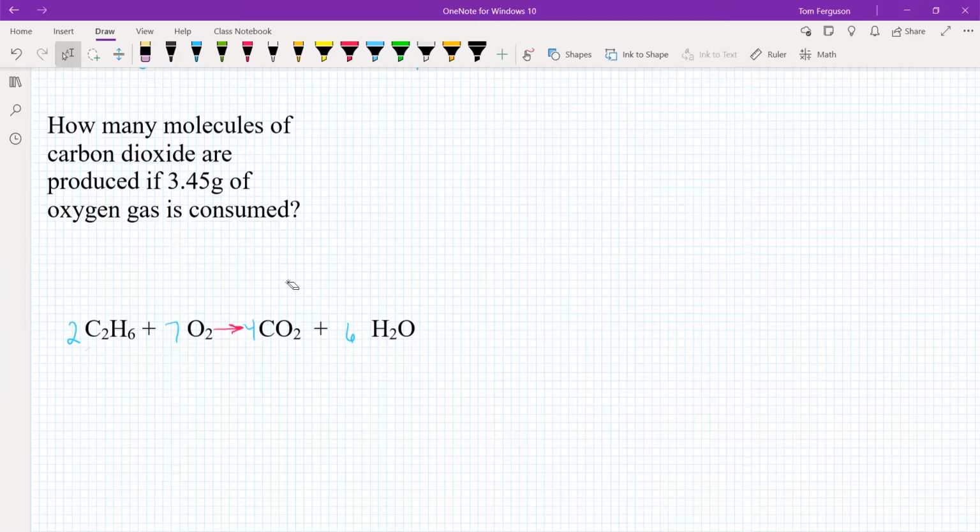How many molecules of carbon dioxide are produced if 3.45 grams of oxygen gas are consumed? Okay, so we don't care about that or that. We don't care about it. It's in the reaction, but the problem is only about 2 things, okay? What's given and what you want to calculate.